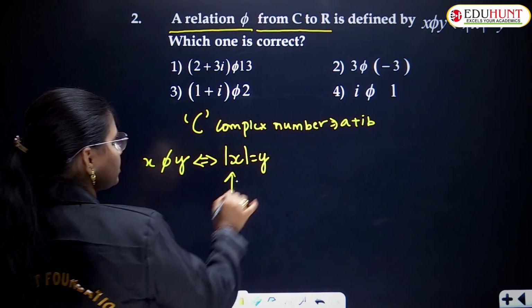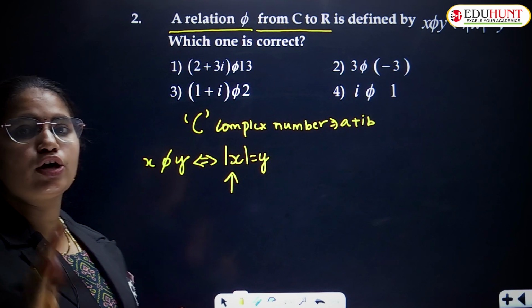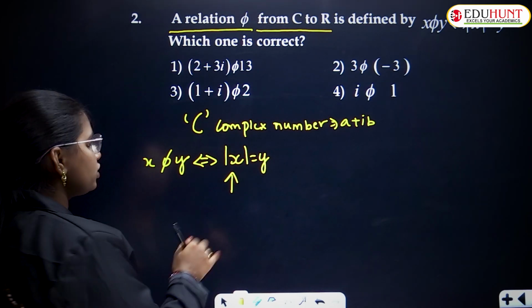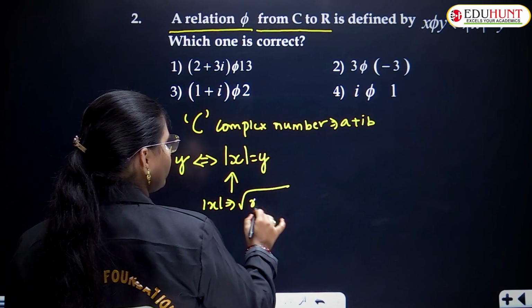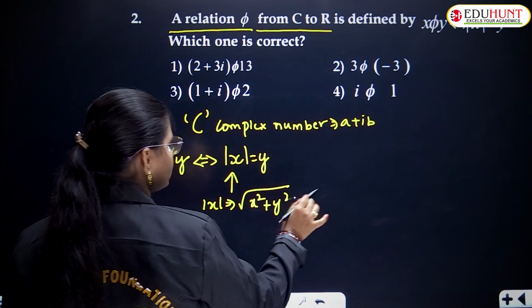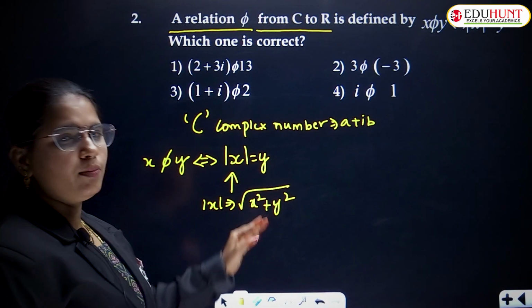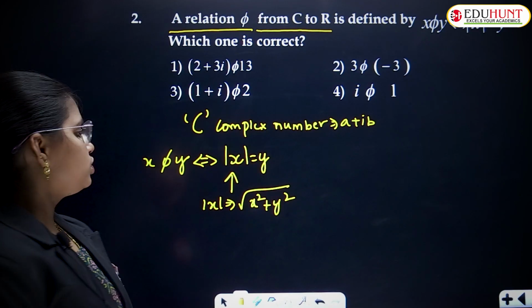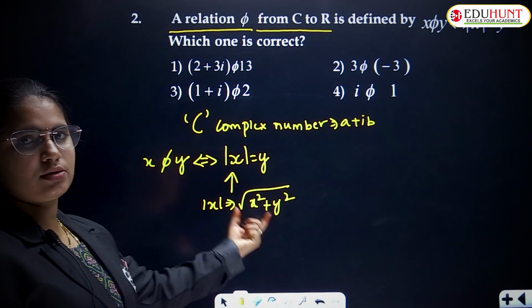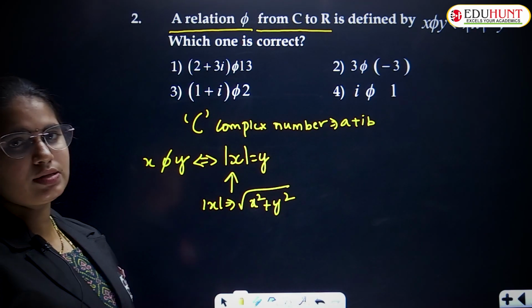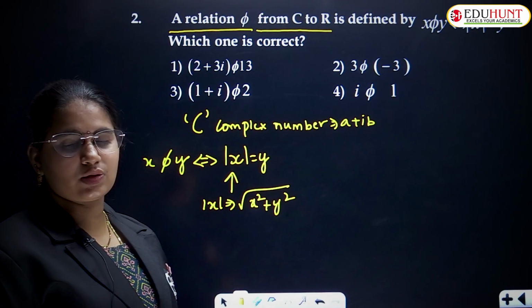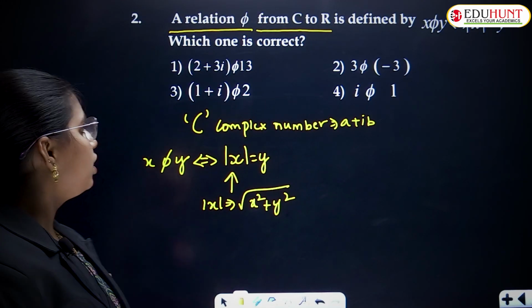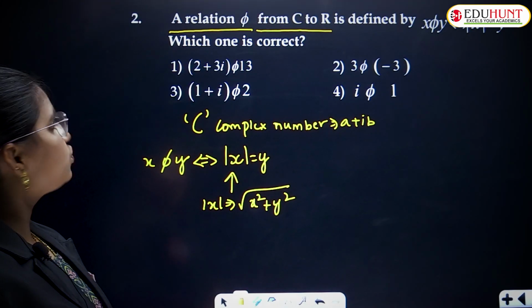But you just tell me, how do you define this modulus function? You people already know. Modulus function is nothing but root over x square plus y square. This is the modulus function definition, right? So which one is correct?